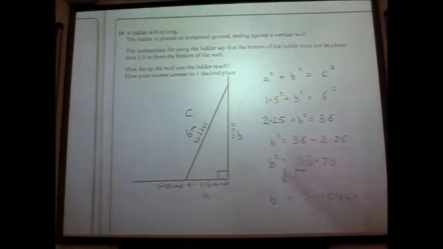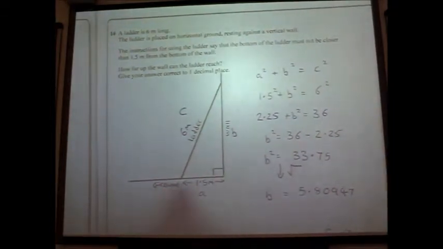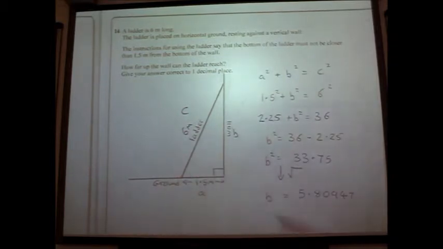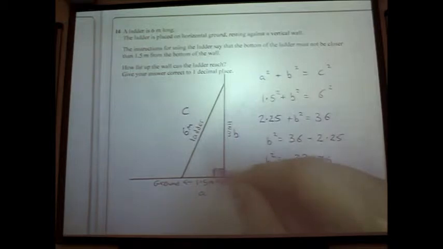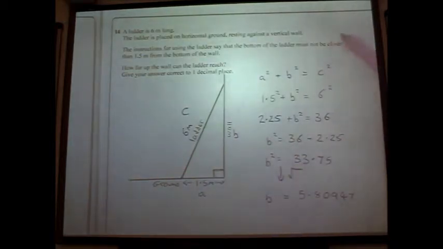It's placed on a horizontal ground, here's my horizontal ground down here, resting against a vertical wall. Because the wall's vertical, I know that this is a right angle in there. The instructions for using the ladder say that the bottom of the ladder must not be closer than 1.5 metres from the bottom of the wall. So that's 1.5 metres. How far up the wall can the ladder reach?